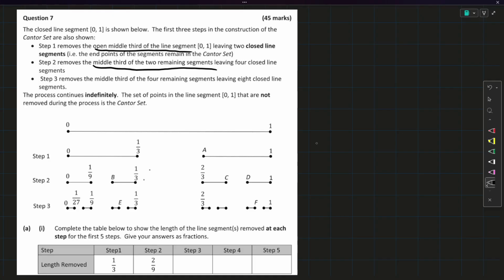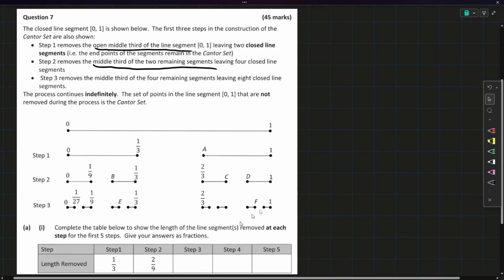So in the first step, we just remove a third, because we remove a third of this line. In the second step, we remove 2/9, because a third of this line, for example, well, this line has a length of a third, so a third of this third is going to be a 9th, and then we're doing that twice, right? So we remove a 9th here, and we remove a 9th here, so we get 2/9.